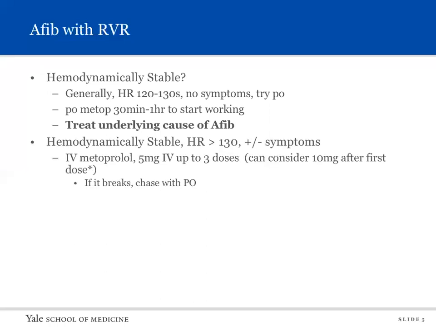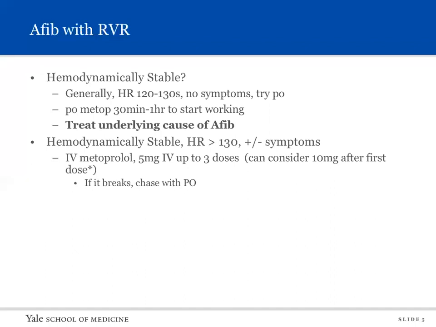When they're hemodynamically stable, but their heart rates have been sustained over the 130s, maybe they're even in the 140s, and they may or may not have symptoms, that's when you start thinking about IV medications. Generally, the first line agent that you're going to use is IV metoprolol. Usually give it 5 milligrams IV up to 3 total doses, generally 5 minutes in between each of the IV pushes.